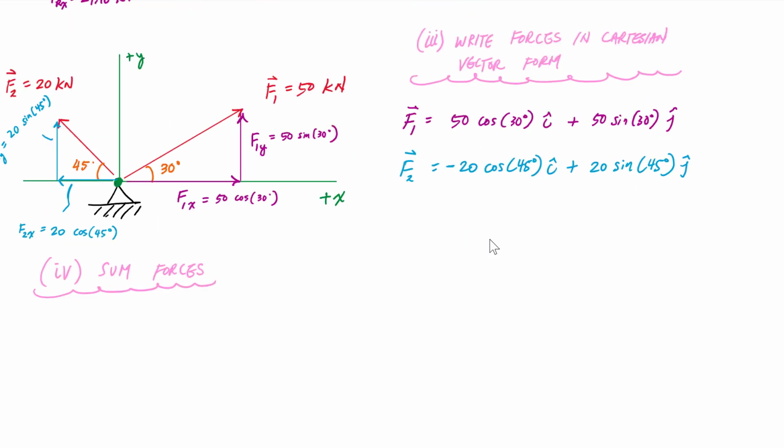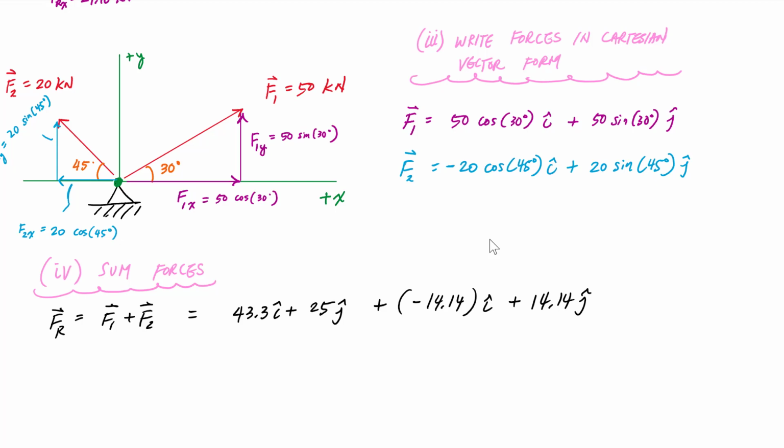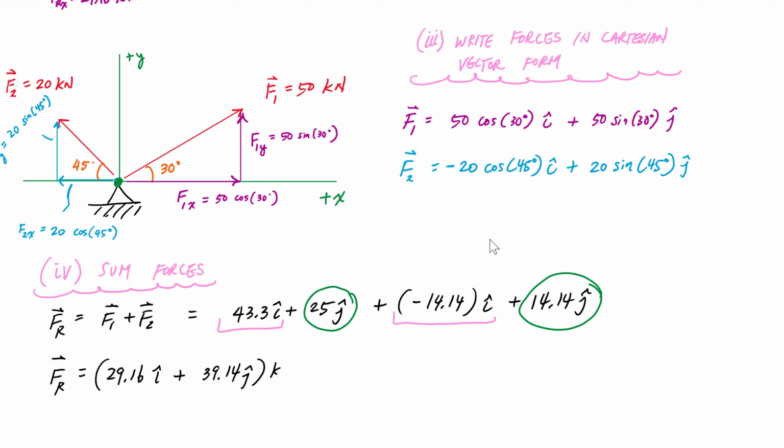And so next I'm just going to sum the force vectors together. Here Fr is the sum of all the forces. And when I write this out, F1 is 43.3 i hat plus 25 j hat, and F2 is negative 14.14 i hat plus 14.14 j hat. And I'm going to sum up all the i components together, and I'm going to sum up all the j components together, and this will tell me that Fr is equal to, like that.